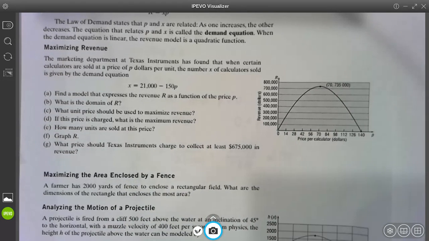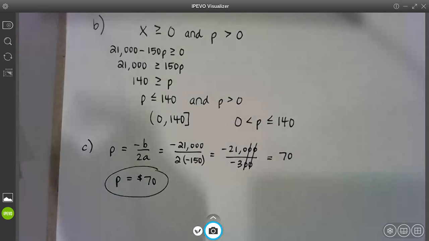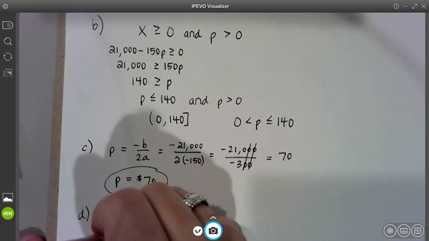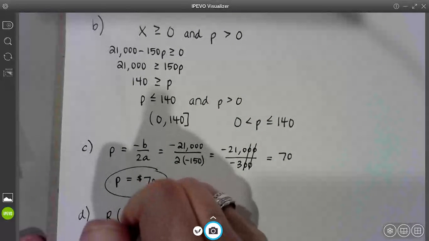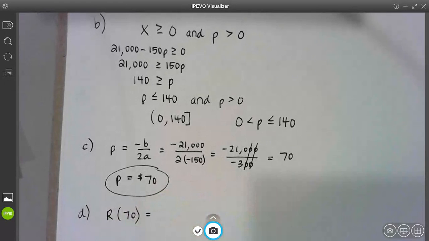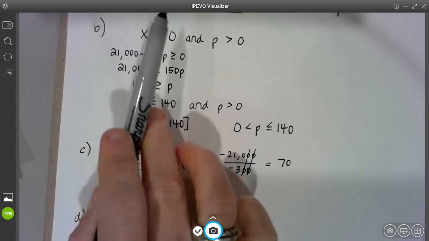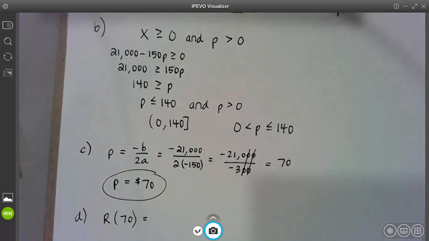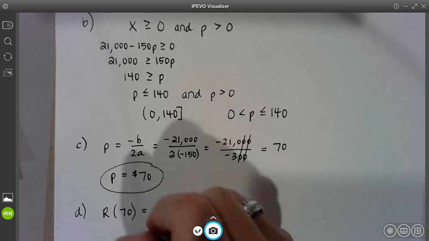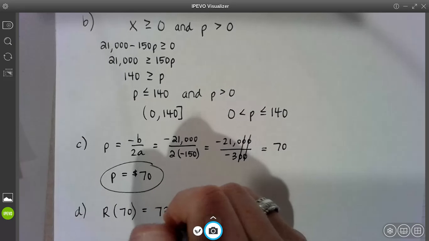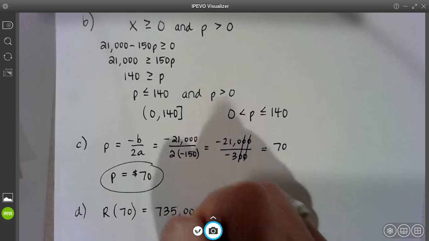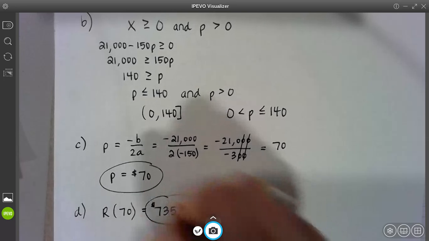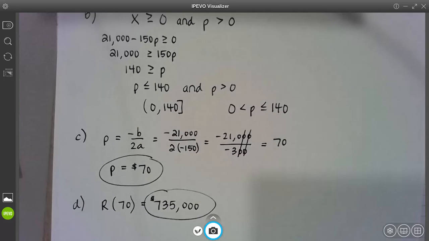735,000. So just to save us a little bit of time, in part D, you would have found R of 70. You would have plugged the price of 70 into the function that we wrote in part A, and just a little bit of a spoiler, 735,000 comes out. That's the maximum money they're going to make on selling this calculator. Again, I hope I'm okay in doing that just to save a little bit of time. Okay? All right.